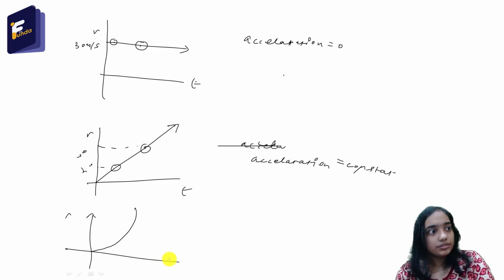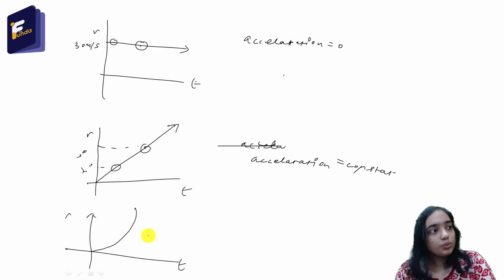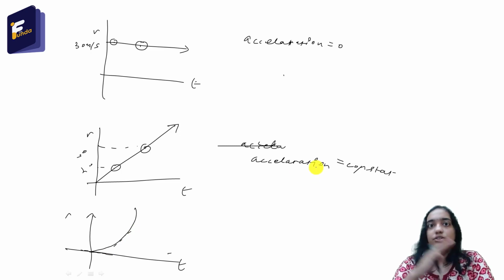This is the VT graph. So what is happening here? You can see that the slope is not constant. At this point the slope is something and here it is something else. And the slope is slowly increasing. So acceleration is not constant and acceleration is increasing. Acceleration means slope here in VT graph. So acceleration is increasing.